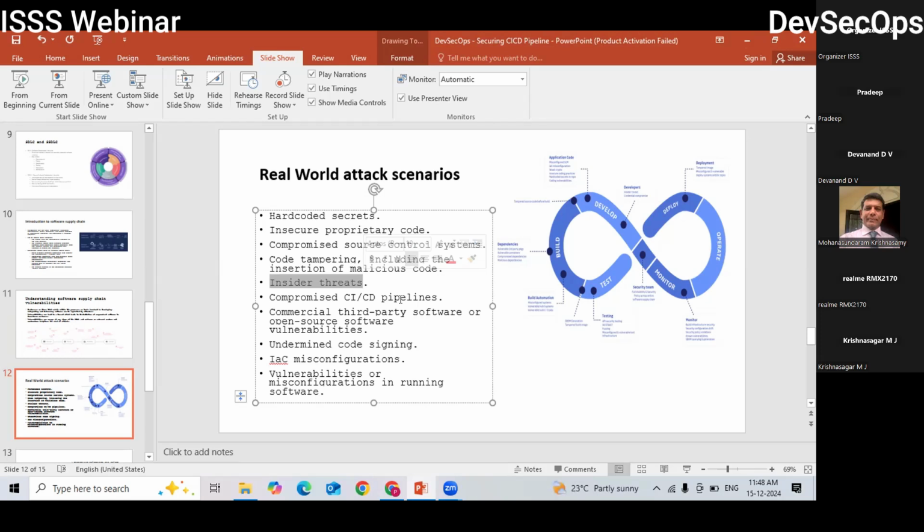Apart from that, there are IaC misconfigurations, infrastructure as code misconfigurations. Lots of things are happening. As I've said, we can use a tool called KICS, which identifies the vulnerabilities at an early stage itself. And last but not the least, there will always be lots of misconfigurations in the running software, so it's up to the dev team to fix them as early as possible.